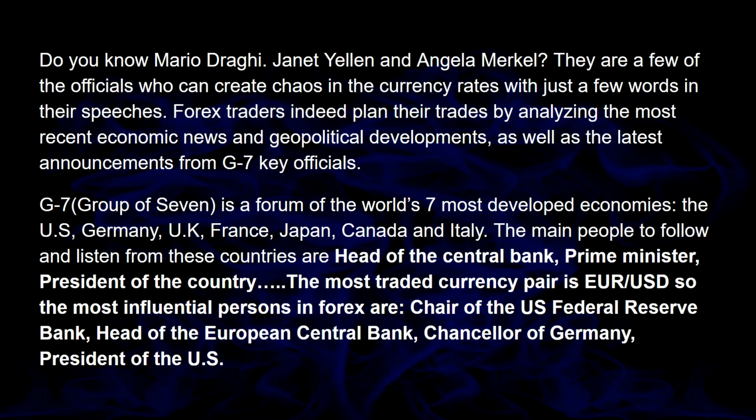So, who are the G7? The Group of Seven is made up of the world's seven most developed economies: the United States, Germany, the United Kingdom, France, Japan, Canada, and Italy. The main people to follow and listen to from these countries are the heads of the central banks, prime ministers, and presidents of the country. The most traded currency pair is the EUR/USD.